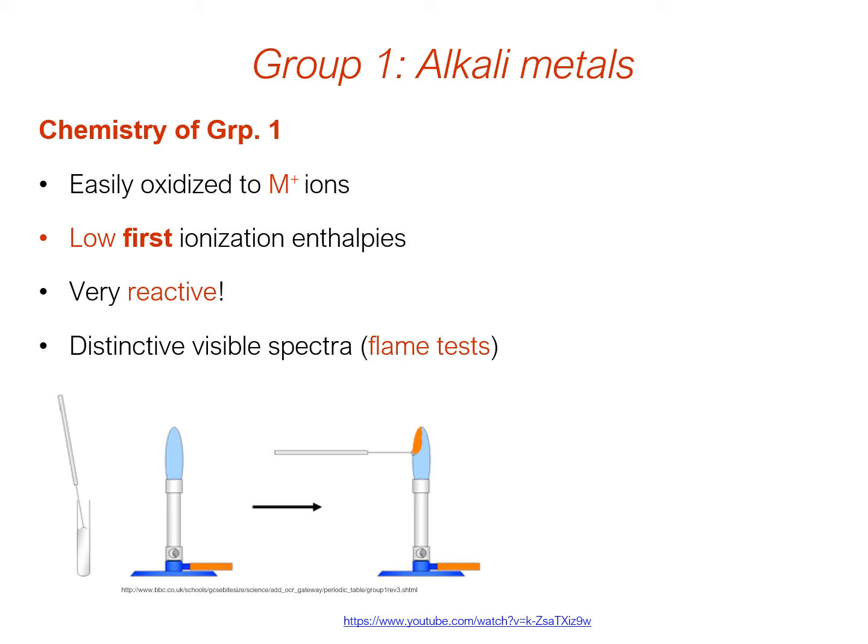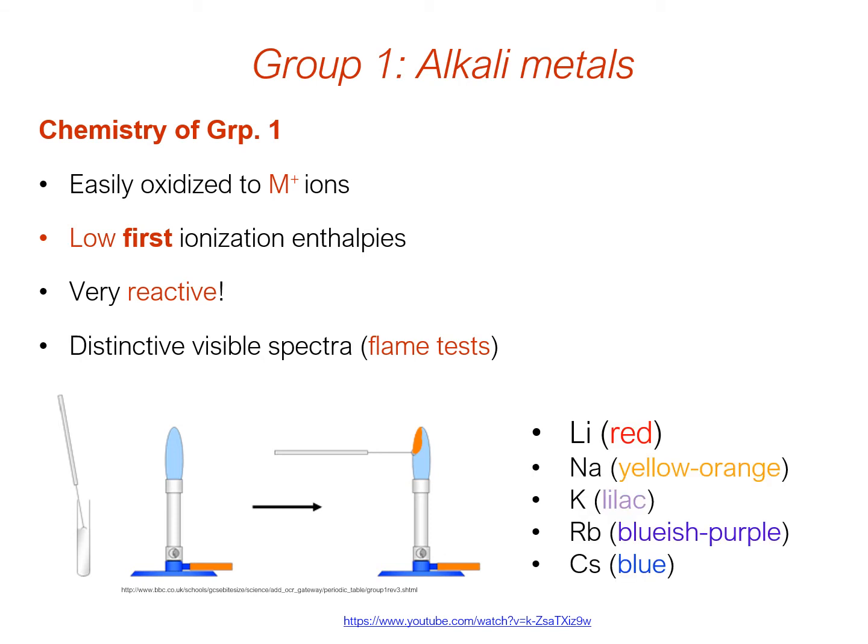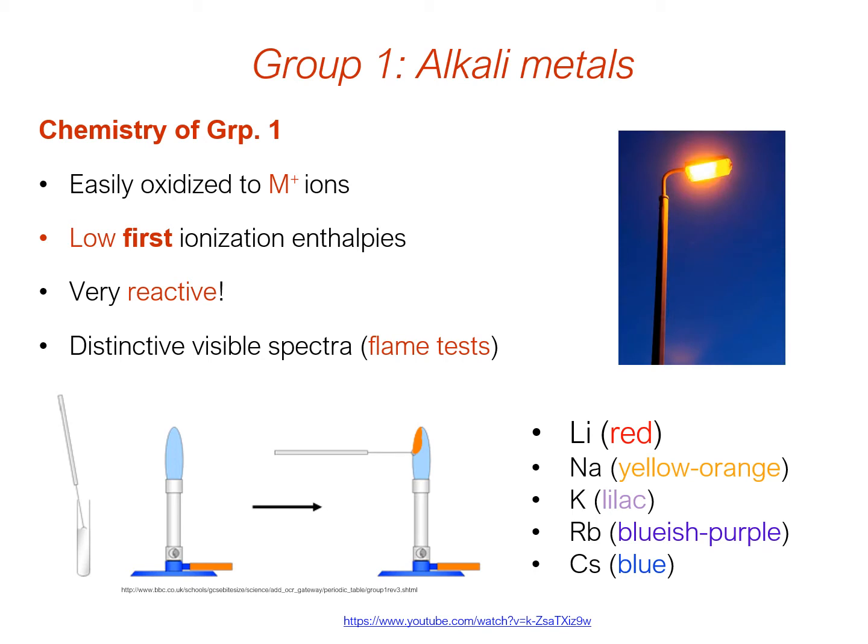So if you take some of the metal and put it in a Bunsen burner, the flame will change colour, and the colour is distinct, indicative of which metal it is. And sodium's a very bright one, so even impurities of sodium will mask the other colours. They're used to give street lamps their colour.